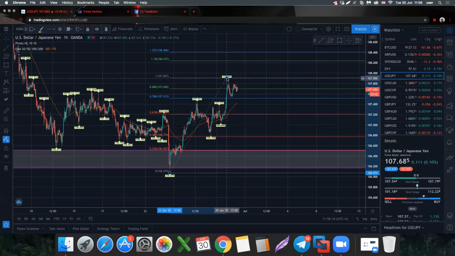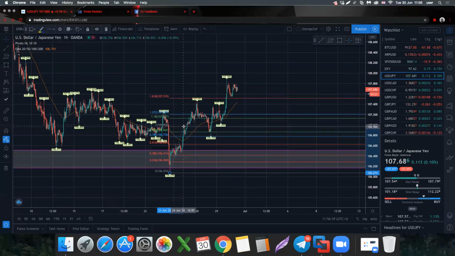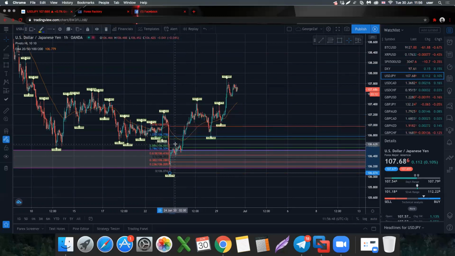If you want to check it, this is long term, because this started on the 23rd of June, and today we have the 30th of June. So it's a week. But look at how the Fibonacci retracement actually works. If I check it here, let's say a smaller one, here.